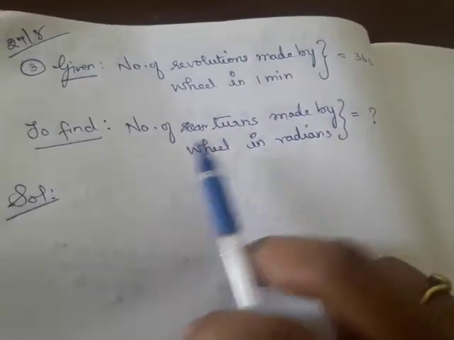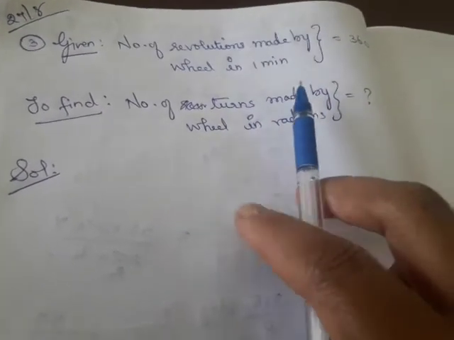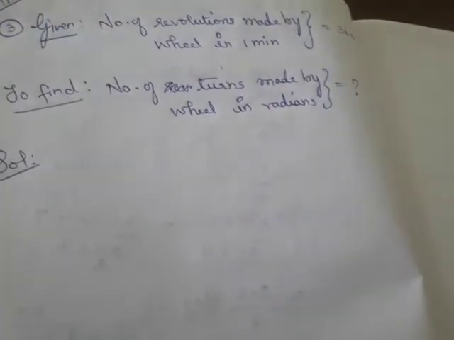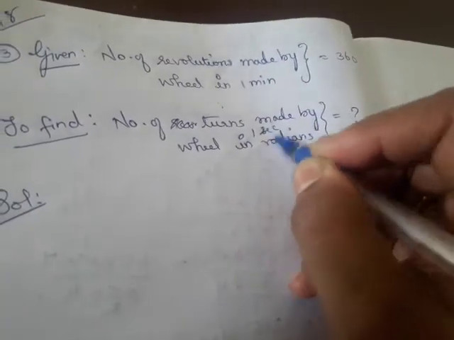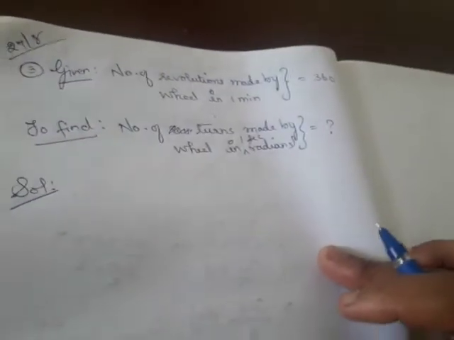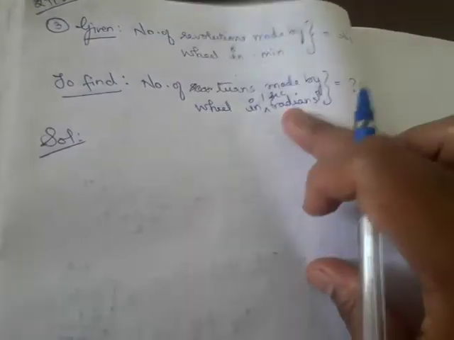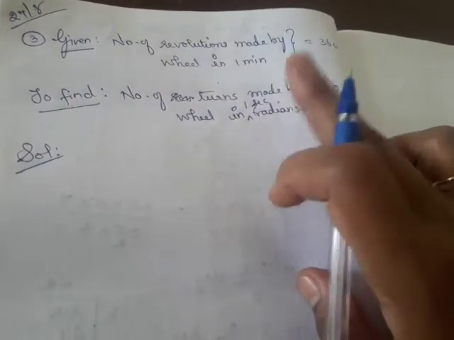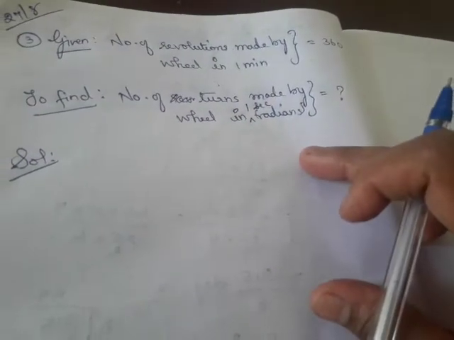They asked you to find the number of turns made by the wheel in radians, right? Understand the question properly. Revolutions made by the wheel in 1 minute is given. They asked you to find the number of turns made by the wheel in 1 second, in radians, right? So the number of revolutions made by the wheel in 1 minute is 360, but we need to find for 1 second. So first find the revolutions for 1 second and then we can convert it into radians.